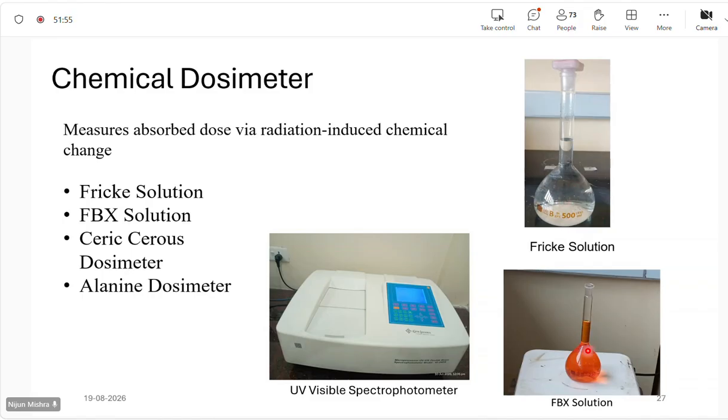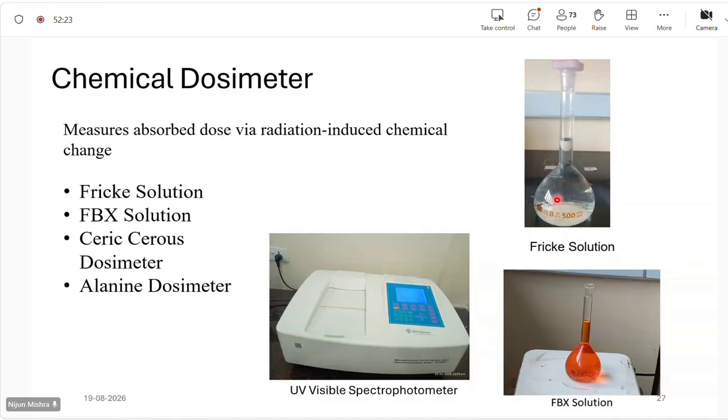Similarly, this is FBX solution. Here we add xylenol orange. In FBX, X stands for xylenol orange, B for benzoic acid, and F for ferrous ammonium sulfate. Due to xylenol orange, the color looks orange. Okay, other chemical dosimeters are the ceric-cerous dosimeter and the alanine dosimeter. They are very much like this Fricke solution, which is used very frequently in primary dosimeter calibration laboratories.